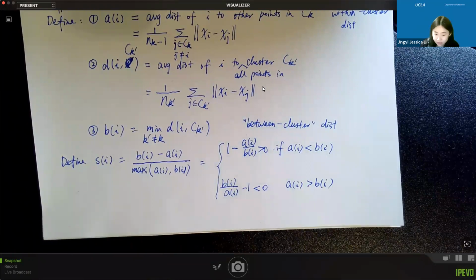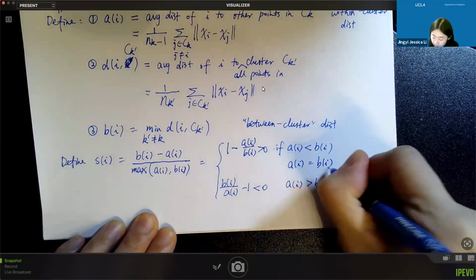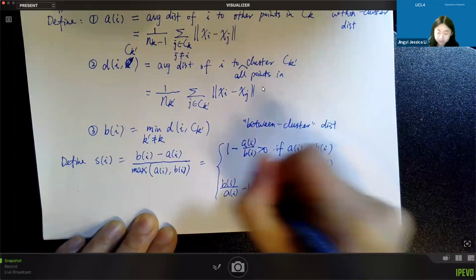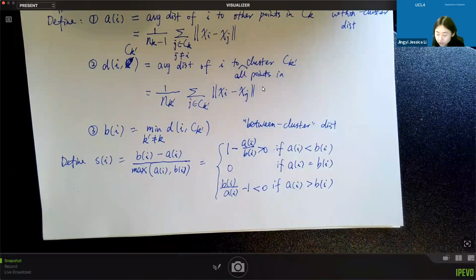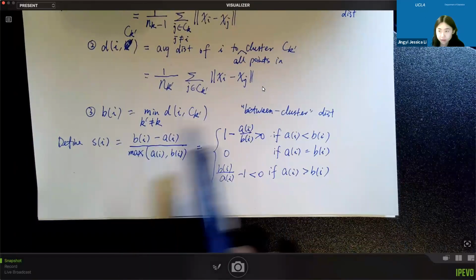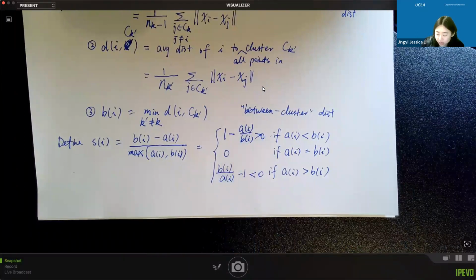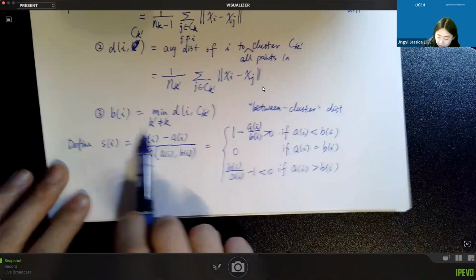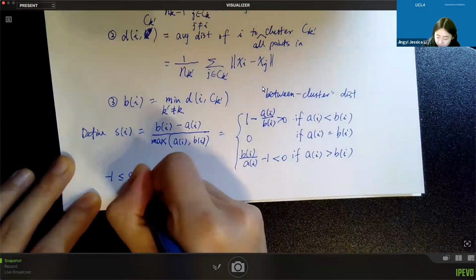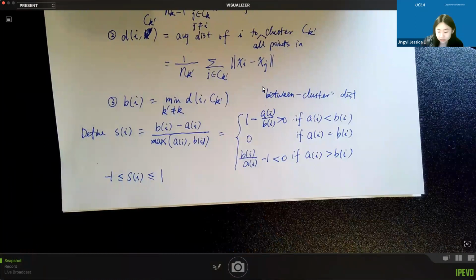Okay, and finally, if AI is equal to BI, then clearly this is 0. So we can actually have the signs to be indicative. And also this denominator can make sure that when it's positive, it's less than 1. When it's negative, it's greater than negative 1. So in other words, we can constrain this SI to be between negative 1 and positive 1. So that will make the visualization easier.